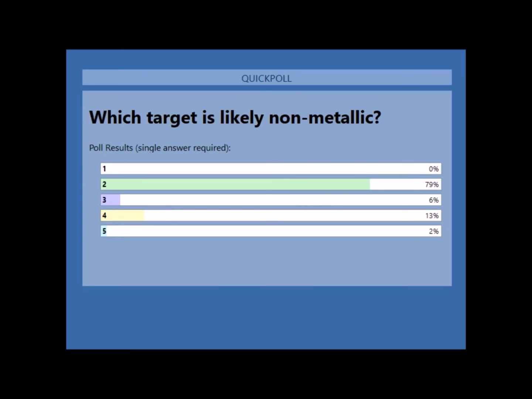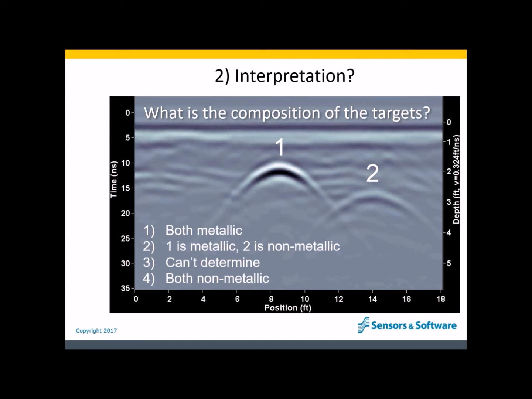Okay, here's question number 2. The question is, what is the composition of the 2 targets? There are 4 possible answers there. In a second, I'll give you the answer page, and I'm going to share the results with you.